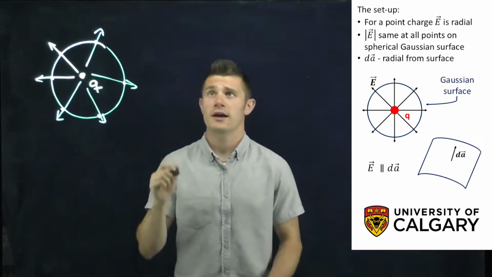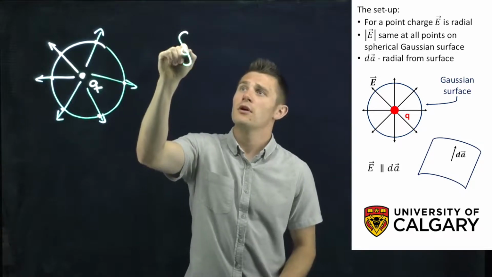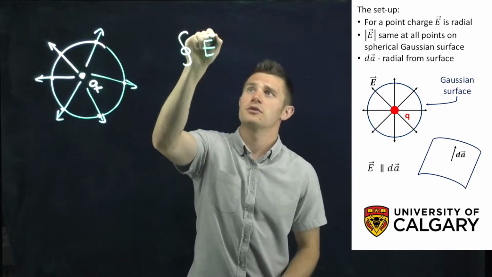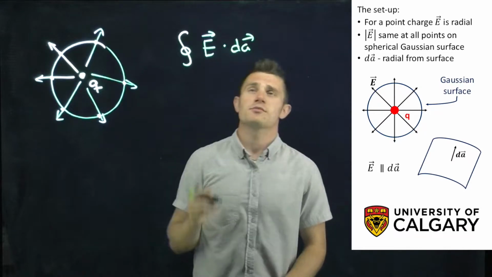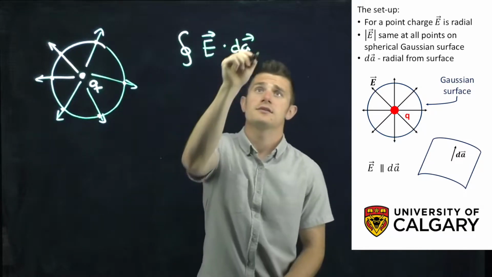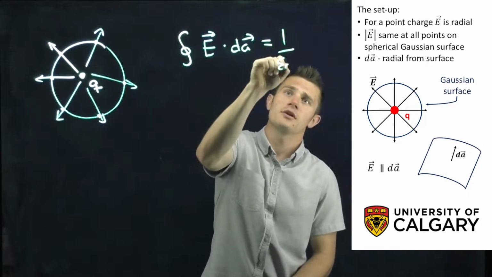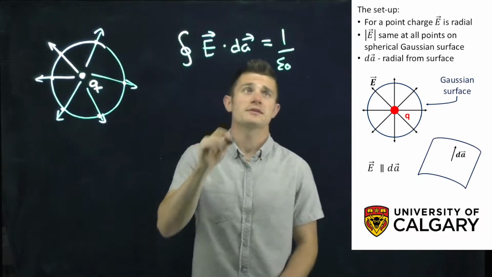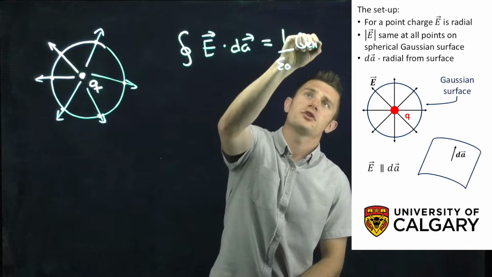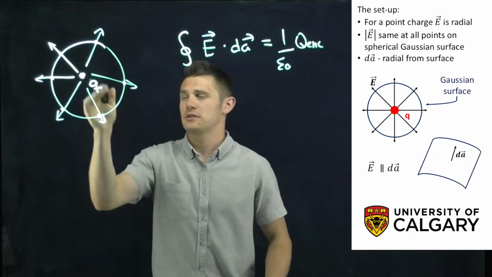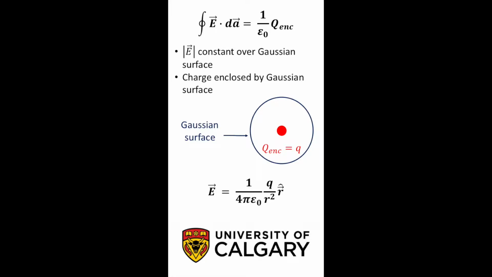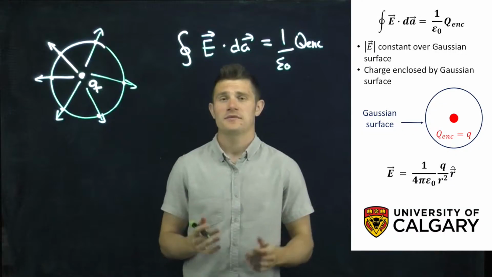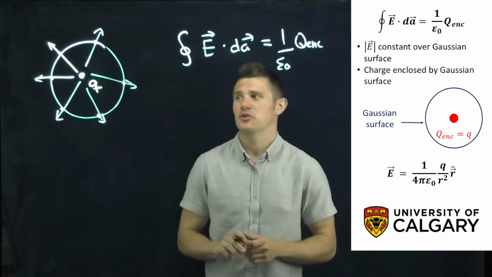Now, Gauss's law has the integral form of the closed surface integral of the electric field dotted with the infinitesimal area vector, and this is equal to 1 over epsilon naught, which is the permittivity of free space, multiplied by the charge enclosed by this Gaussian sphere, in this case, Q. Now that we've set up the problem, let's work through some algebra.